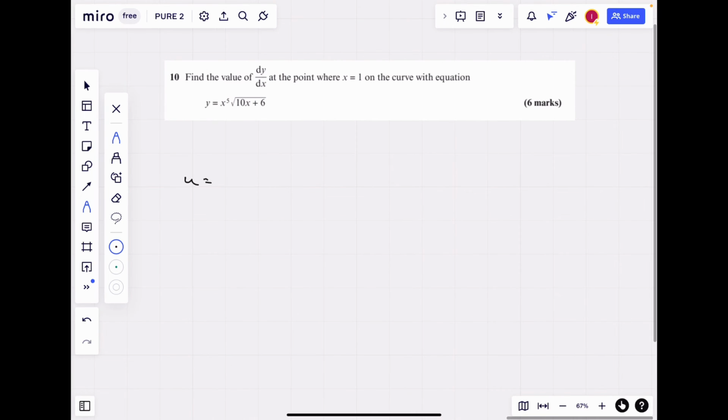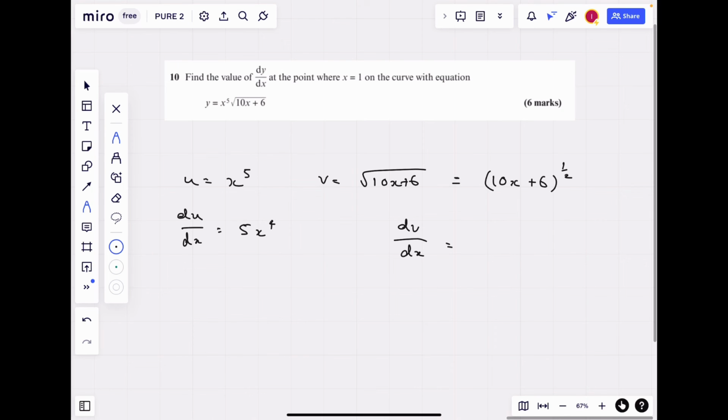u is going to be equal to x to the power of 5. v is going to be root 10x plus 6, so (10x plus 6) all to the power of a half. Okay, du by dx will be 5x to the power of 4. And dv by dx would be, after using the chain rule, 10 times a half (10x plus 6) all to the power of minus a half, which is the same as 5 (10x plus 6) all to the power of minus a half.